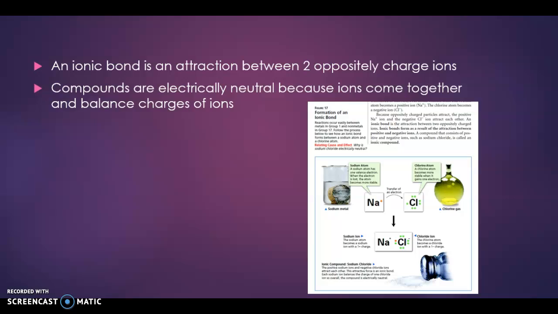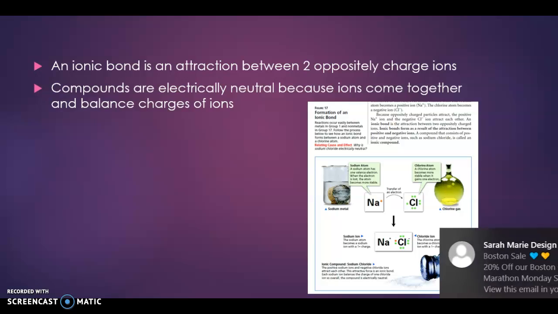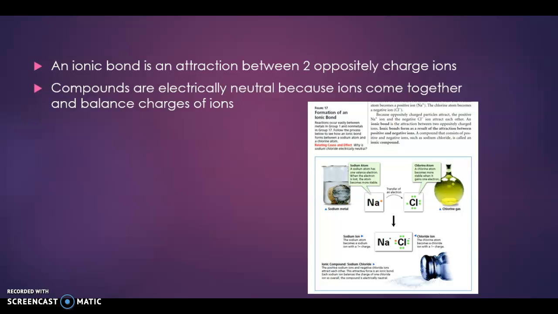Okay, so ionic bonds are formed between these two oppositely charged ions. Once they give up an electron or gain an electron, they gain a charge. And guess what? Opposite charges attract each other, and these opposite charges cause bonds to form. So compounds are electrically neutral, because these ions come together and balance the charges. So ionic bonds are these attractions between charged ions that are created when valence electrons are lost or gained.